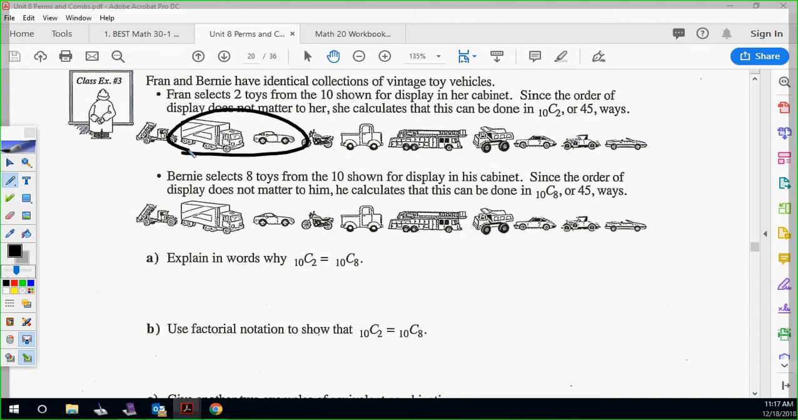Bernie selects 8 toys from 10 shown for display in his cabinet. Since the order of display does not matter to him, he calculates that this can be done 10C8 or 45 ways. Explain why 10C2 is equal to 10C8. Why are these the same thing?